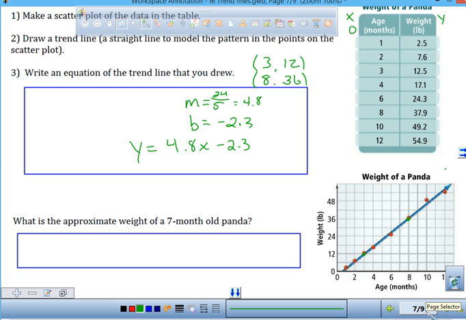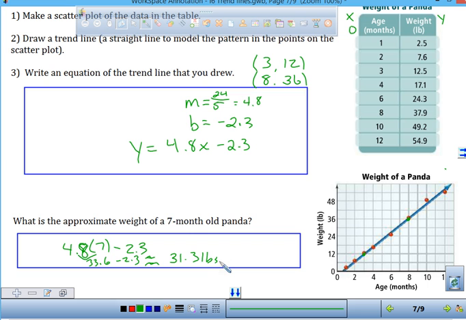I'll know my weight. So I substitute 4.8 times, now instead of X, 7 minus 2.3. So we take 4.8 times 7, we get 30, I think it's 33.6. Maybe it's 32.6. I think it's 33. It's 33. Okay, minus 2.3. 31.3. So it's about 31.3 pounds.